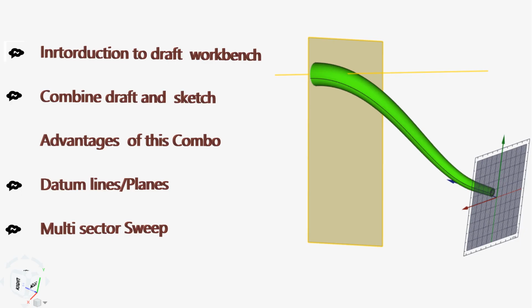In today's video, I'm going to introduce you to Draft Workbench and how to combine draft and sketch to create complex models. Limitations in sketches, you could only draw stuff in 2D space. So by combining with draft tool, you could explore the 3D world. Also, array is a powerful tool in draft workbench. You could look at one of my prior videos on that, and the link is in the description.